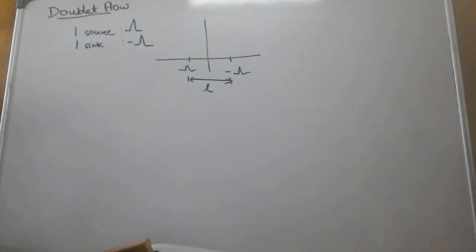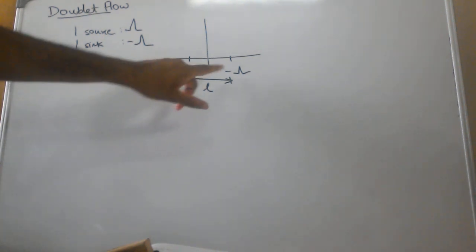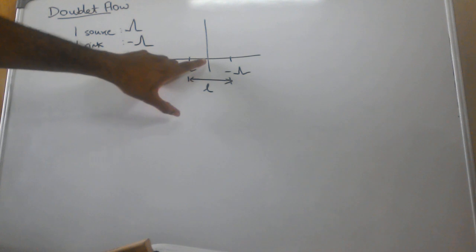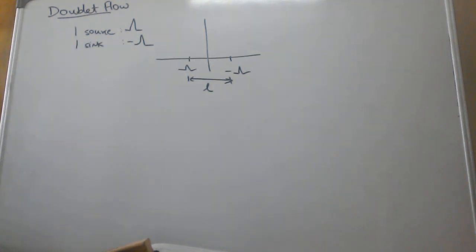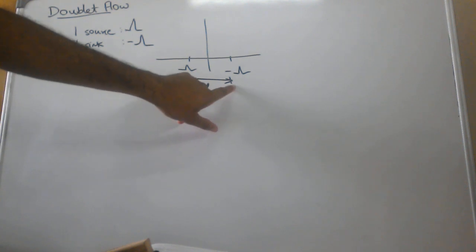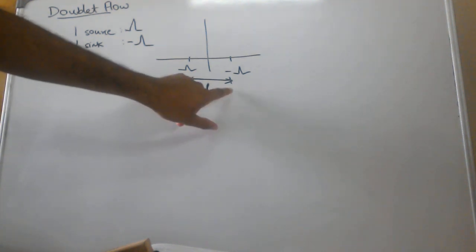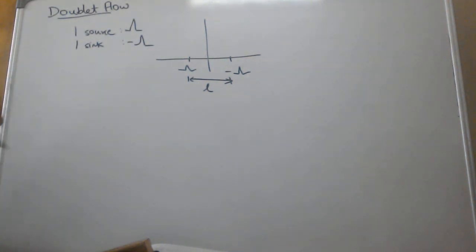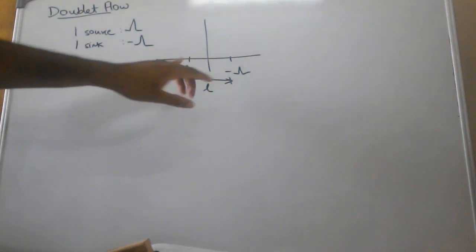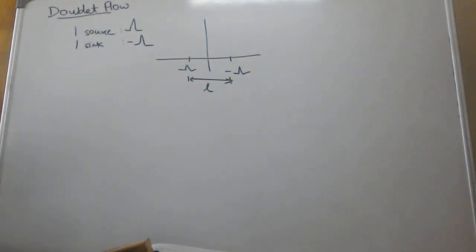Now in a doublet flow, what we are trying to do is bring the source and the sink very close to each other, and we are trying to basically achieve the flow over a cylinder, keeping in mind the kind of flow we had in the Rankine's oval. Given the separation between the source and the sink, we got a flow around an oval. Now we are hoping that as we bring these two close to each other, both close to the origin, the oval will become a circle.